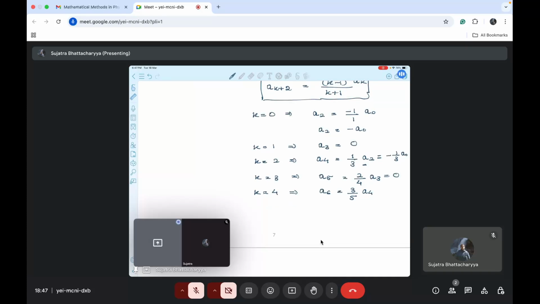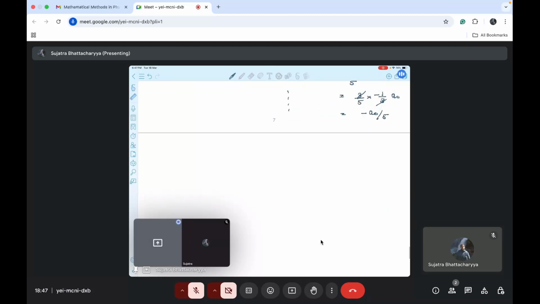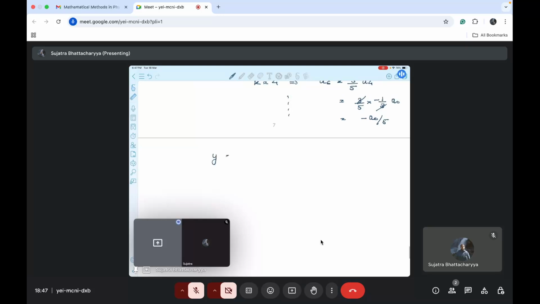Then what about this 3 by 5 A4? It can be written as 3 by 5 into minus 1 by 3 A naught. This 3 cancels, so it becomes minus A naught by 5. So on, it will continue. Okay, then how will we write the solution therefore? So the solution becomes y is equal to A naught, which is some non-zero constant. We don't know what it is, but right now it is a non-zero constant, plus A1 times x. Where is A1?